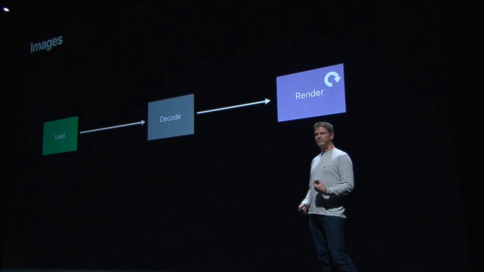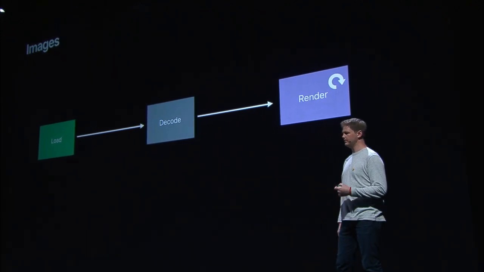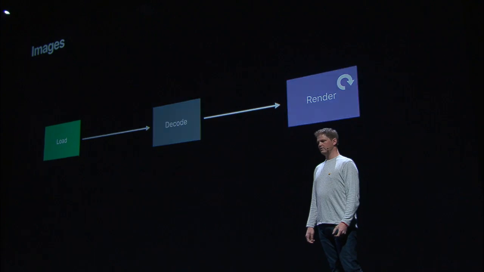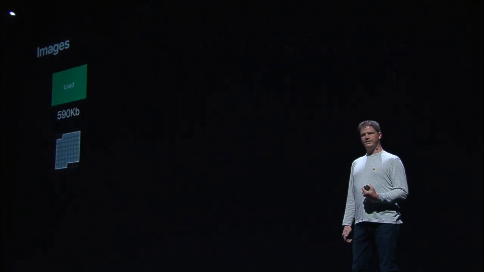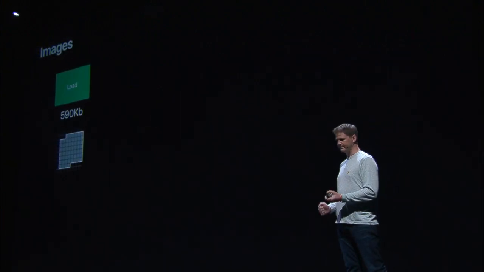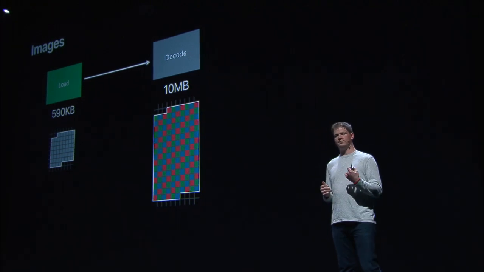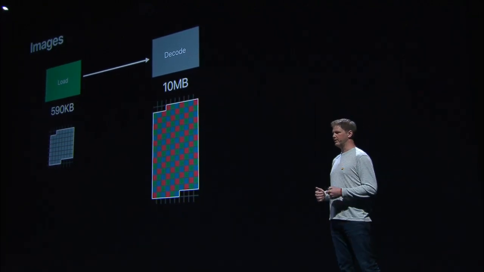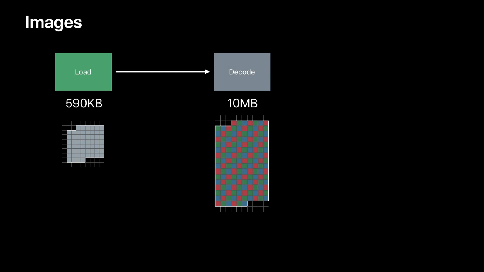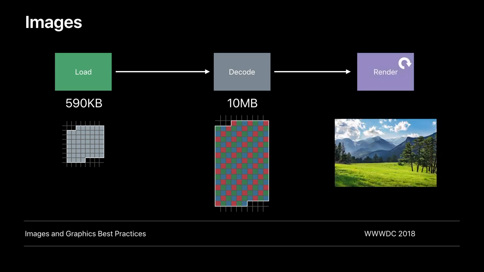Well, we have to talk about how images work on iOS. There's a load, a decode, and a render phase. The load phase takes this 590 kilobyte JPEG file, which is compressed, and loads it into memory. The decode converts that JPEG file into a format that the GPU can read. Now, this needs to be uncompressed, which makes it 10 megabytes. Once it's been decoded, it can be rendered at will. For more information on images and how to optimize them, I'd recommend checking out the Images and Graphics Best Practices session that was earlier this week.